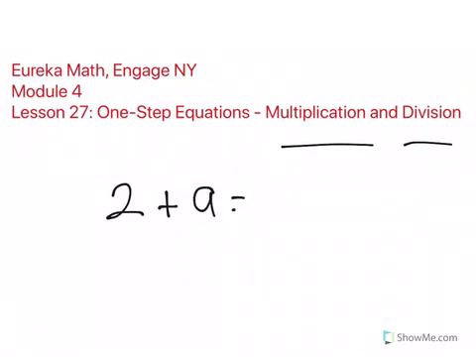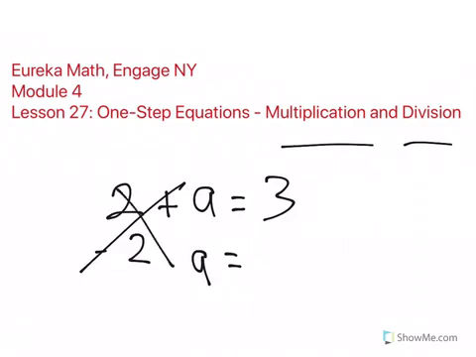2 plus a equals 3. Well, we want to get that a by itself. We want to have it say a equals something. So we've got to take away the 2. So we subtract 2. That cancels out. You do it to one side of the equal sign, you have to do it to the other. a equals 1. There you go.